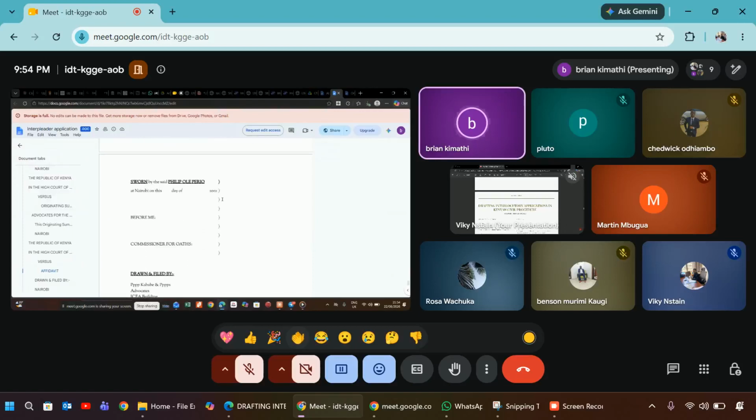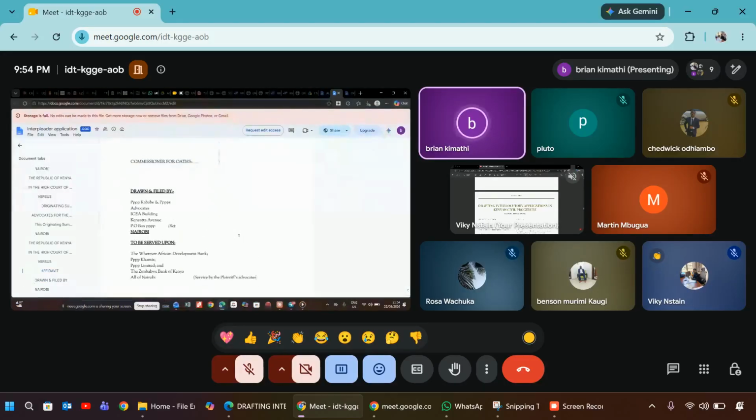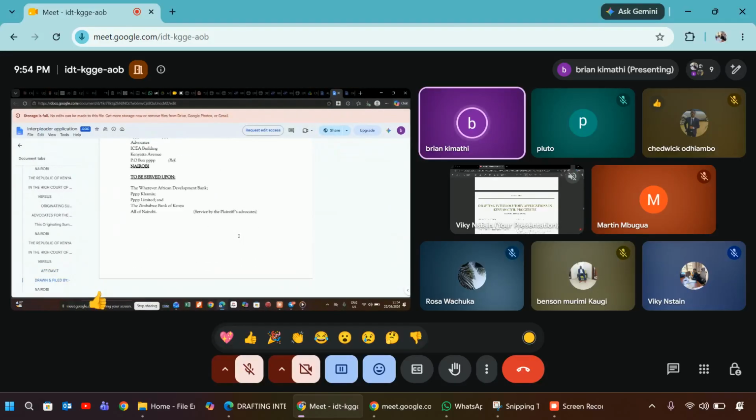So you swear: sworn by the said Philip Oleterio at Nairobi, before me, Commissioner for Oaths. Drawn and filed by, and to be served upon parties.